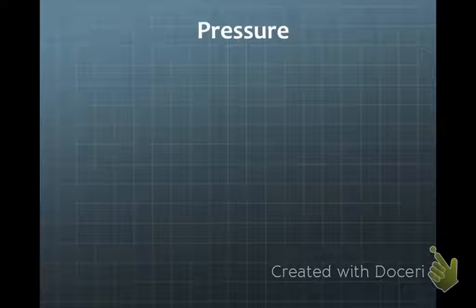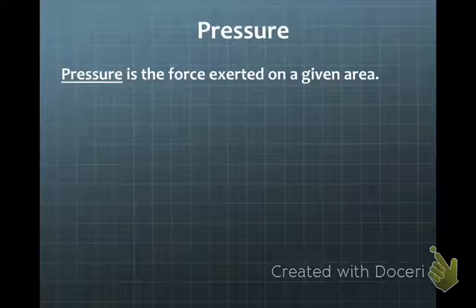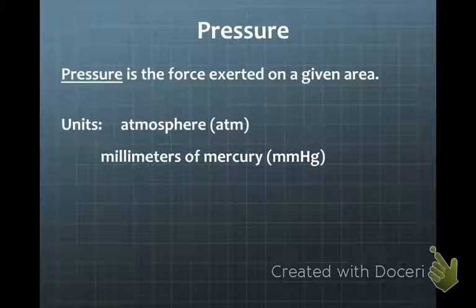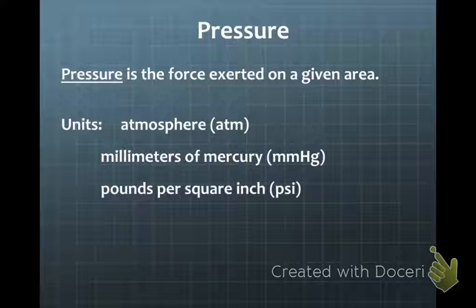Pressure. There are 3 units that we're going to talk about. What is pressure, though? Pressure is the force exerted on a given area. The units: atmosphere, atm, millimeters mercury, that's mmHg, and finally psi, which is pounds per square inch.